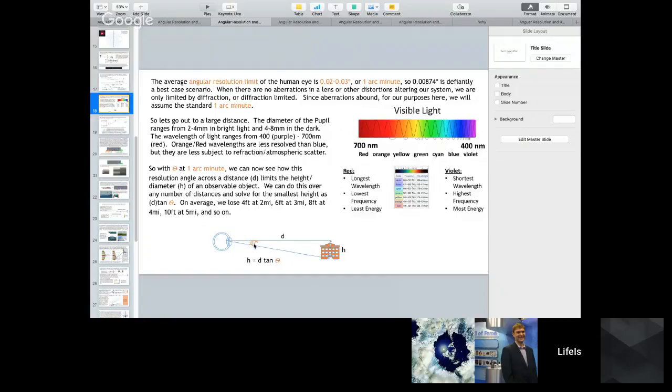One arc minute is going to be our number. When you calculate all this out for what you can see at what distance, we would lose 4 feet at 2 miles, 6 feet at 3 miles, 8 feet at 4 miles, 10 feet at 5 miles, and you can just keep going. But what do you notice about that? It's linear, right? It's a linear loss rate.